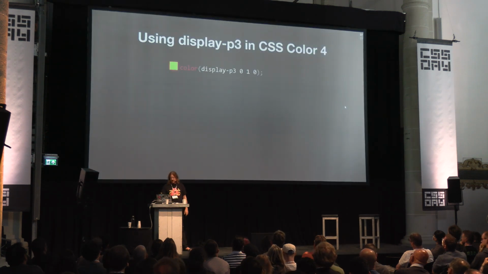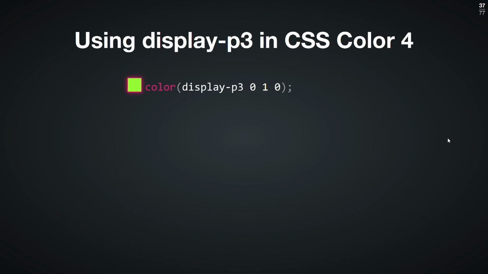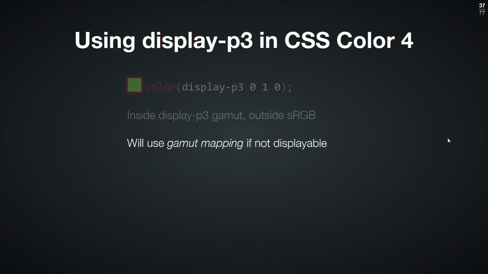Let's do this one again, shall we? Okay, there we are. We've got primary green, and I've got a nice magenta thing around it to remind me this is an out of gamut color. It can't be displayed on the screen, not correctly. Well, on this one it can actually, but. So it's inside the display P3 gamut, but outside the sRGB gamut. Which means that we'll have to use gamut mapping to actually display it.